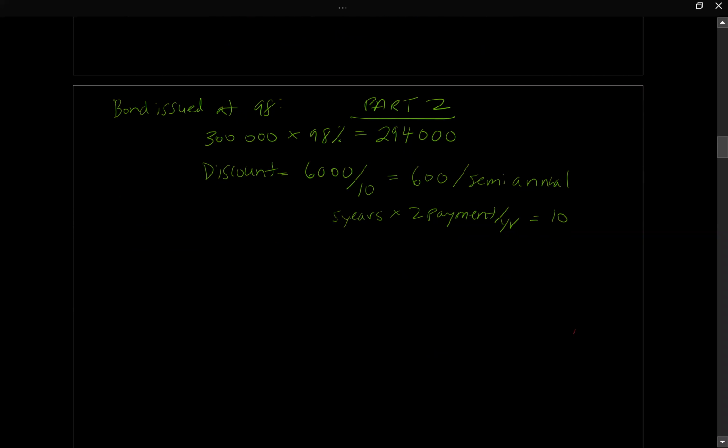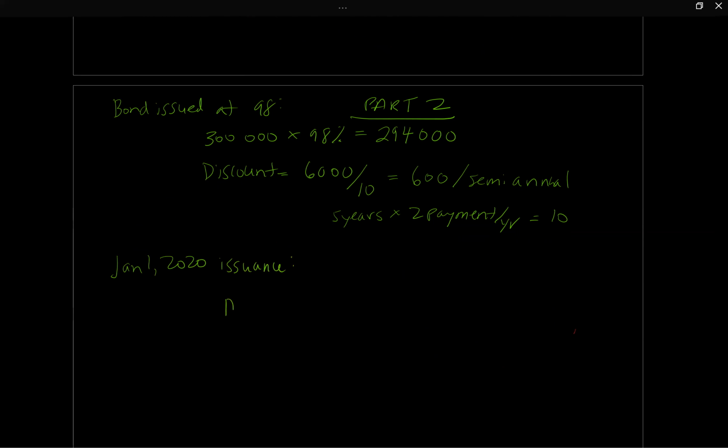We know that the interest payment on the bonds is still the same. It's the 300,000 times the 10%. That's the stated rate of the bond. That hasn't changed in part 2. So let's do the journal entry at issuance. So now we're going to have the same debits and credits. We're going to have debit cash, and credit bond payable, just like we did in part 1. But the difference is previously we had these bonds issued at face value. So we had 300,000 here. Now we know that they were issued at 98. So there's going to be $294,000 here coming in.